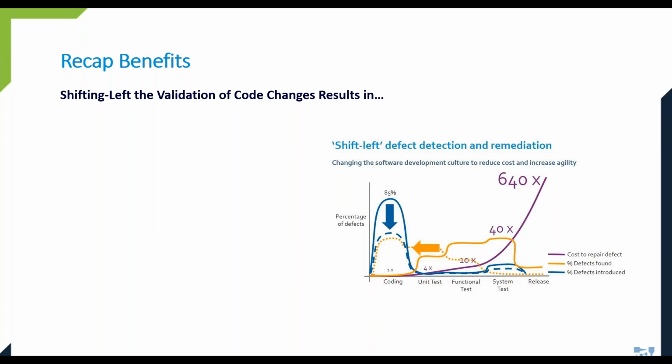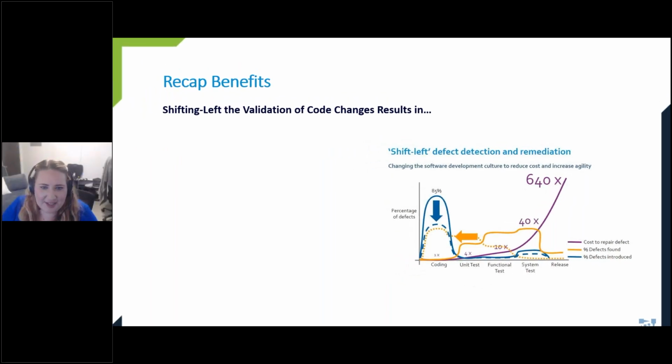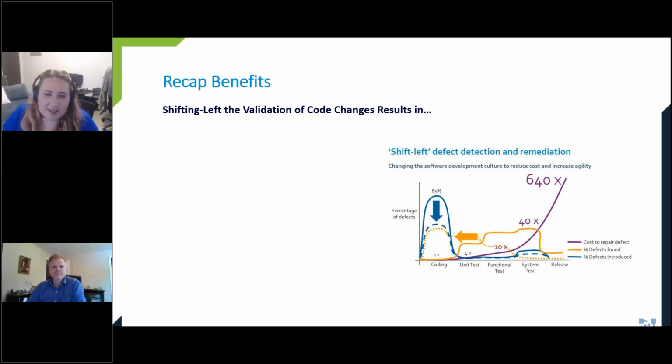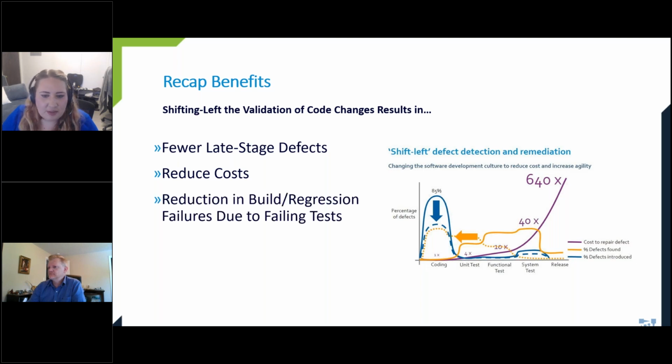So, Brian, thanks again for that great demo. It was good to see it all in action and walking us through some of the different workflows as well for test impact analysis. So, for a quick sum up, what we saw today is shifting left the validation of code changes results in fewer late stage defects, which in turn means less costly remediation, less disruption to developers. It reduces build and regression failures due to failing tests. Builds are more stable. Developers are getting feedback faster with this process.